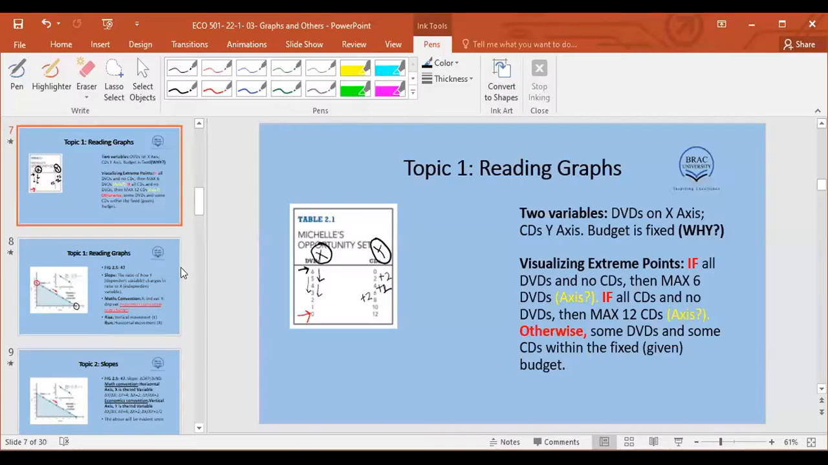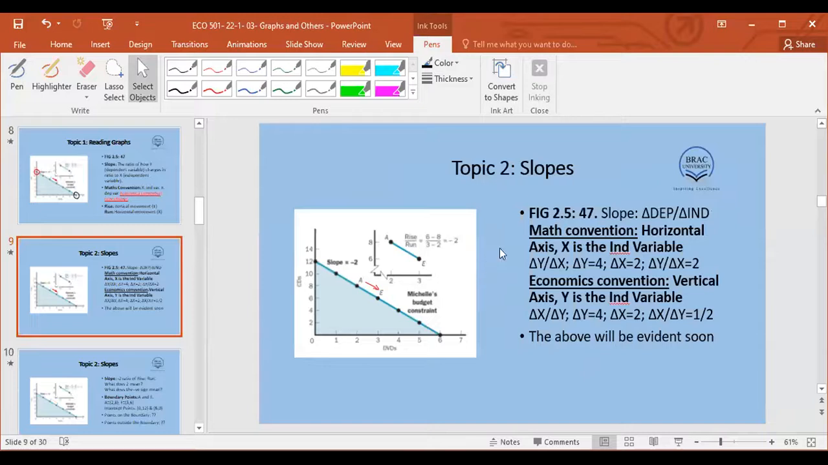Okay, so the thing is, this ratio, now let's see, is this ratio the same everywhere? If I sacrifice one DVD, I can get 2 CDs. If I sacrifice another 1 DVD, I get another 2. So every time, isn't this ratio staying the same? Okay, this is what we are going to look at now. We are still moving on mathematics convention. We are not going to the economics convention.